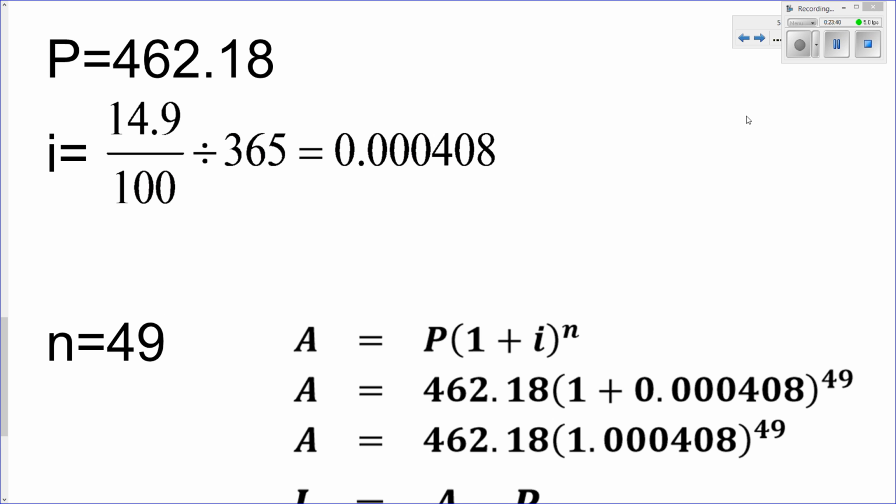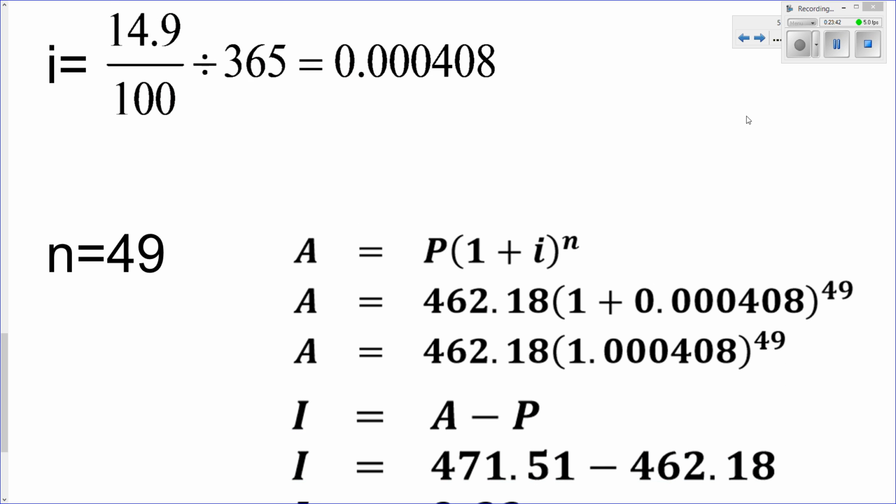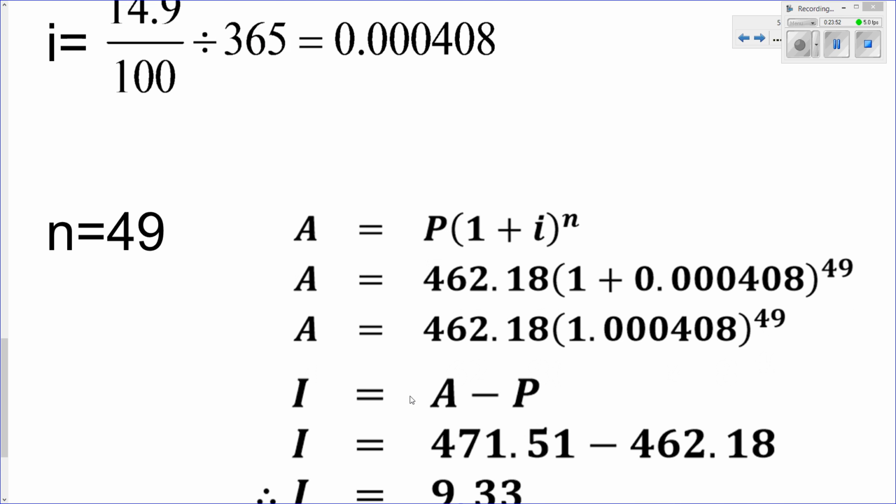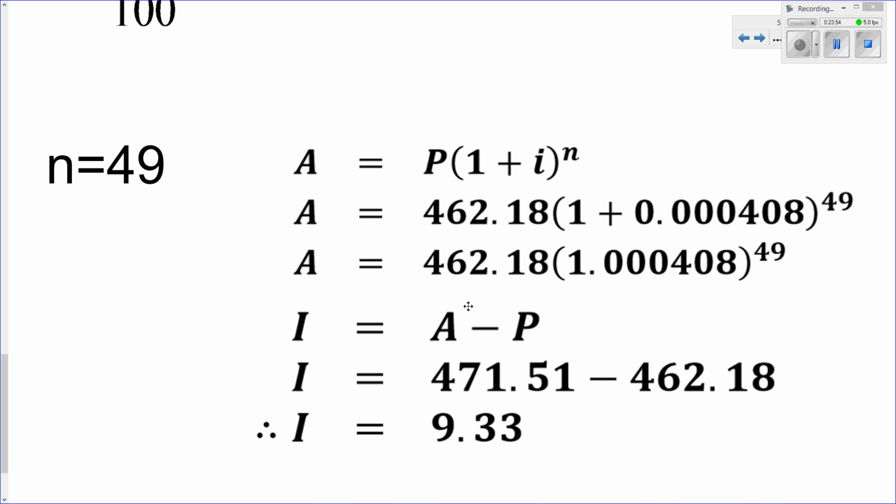Now take a moment and look at this problem. They have asked us originally to go and calculate the interest, but in order to do that, we first have to calculate A. In this case, A is 471.51 in the end. Once we calculate it, I just forgot to write this in. Rookie mistake on my part. I apologize.